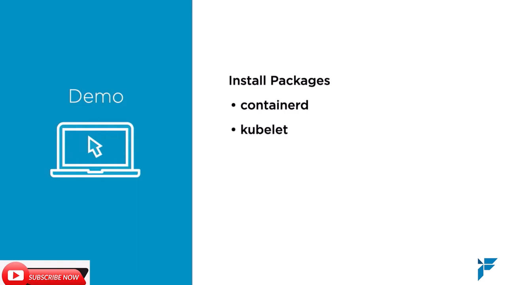All right, it's taken us a long time to get here, but it's time for our first demo together. In this demo, we're going to install some packages together: Containerd, Kubelet, kubeadm, and kubectl. And with all those packages installed, we're going to look at some systemd units for some of these packages to understand how they operate with the underlying systemd system.